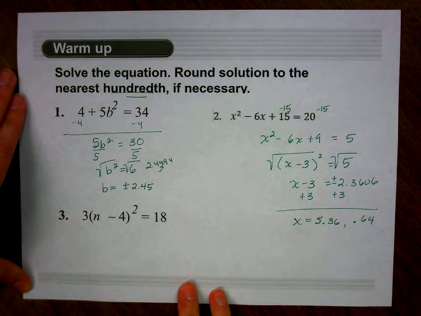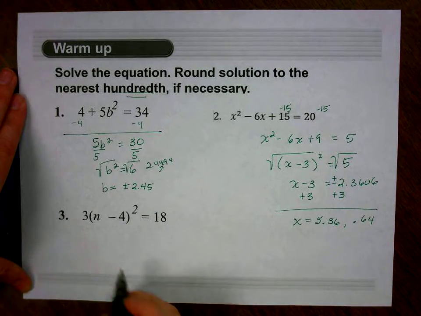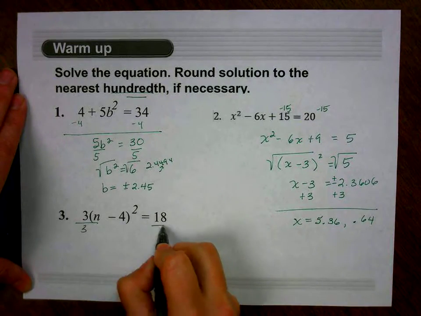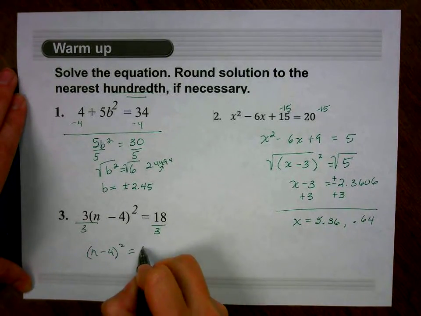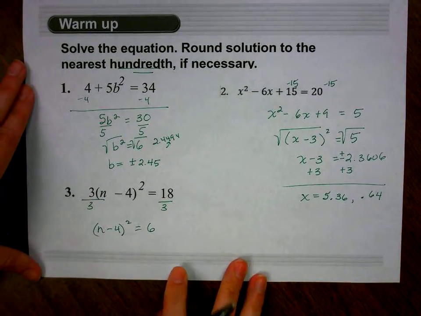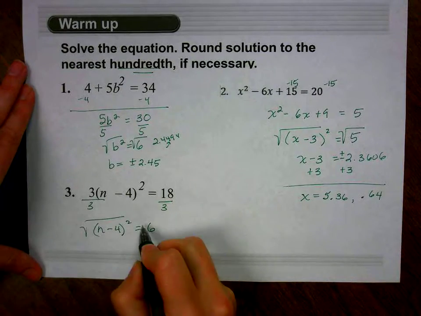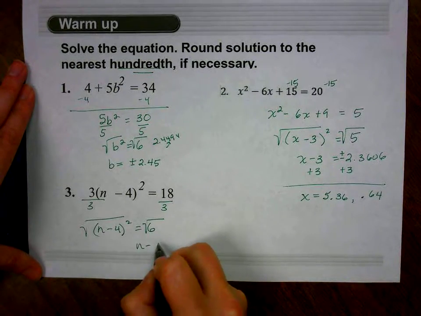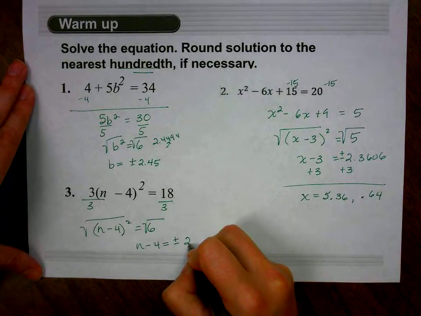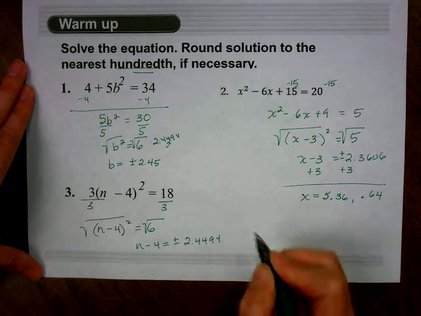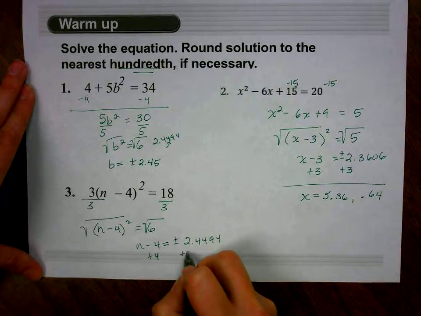And then on number 3, I'm going to start this one. I'm going to get rid of the 3, so I'm going to divide both sides by 3. So I get n minus 4 squared equals 6. I can go ahead and take the square root of both sides here. So I get n minus 4 equals, I already did that up here, plus or minus 2.4494. I'm going to add 4.